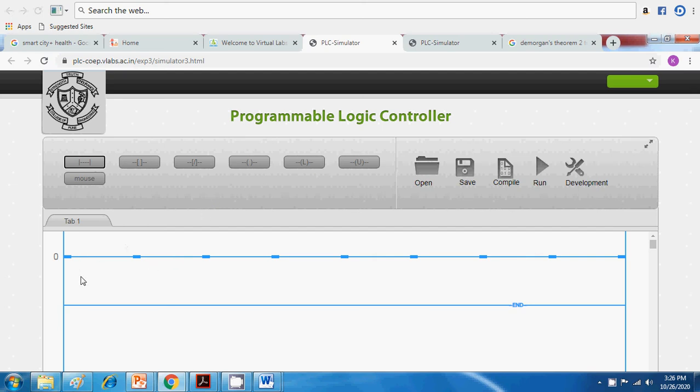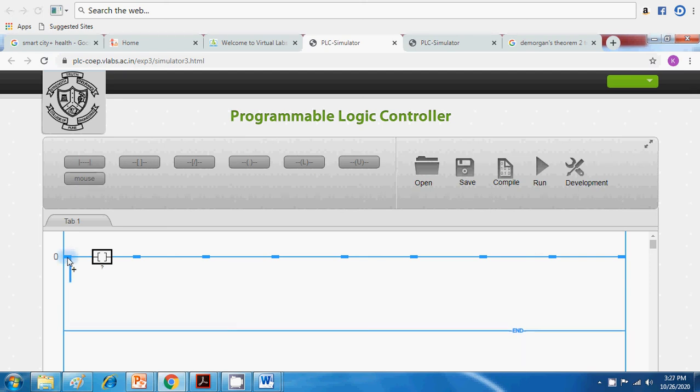A plus b means a and b are in parallel branches. So this input switch is here, and then let us take one parallel branch like this. Go to mouse, then parallel branch, complete the parallel branch by clicking on plus, then take a second input here, then the output device here.